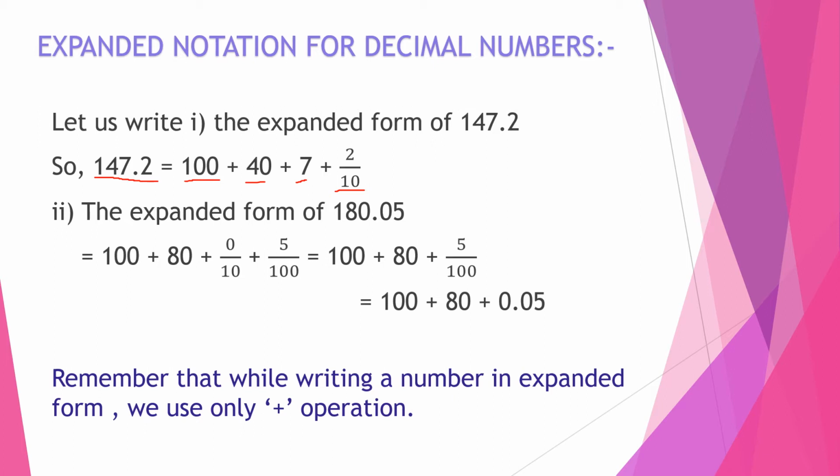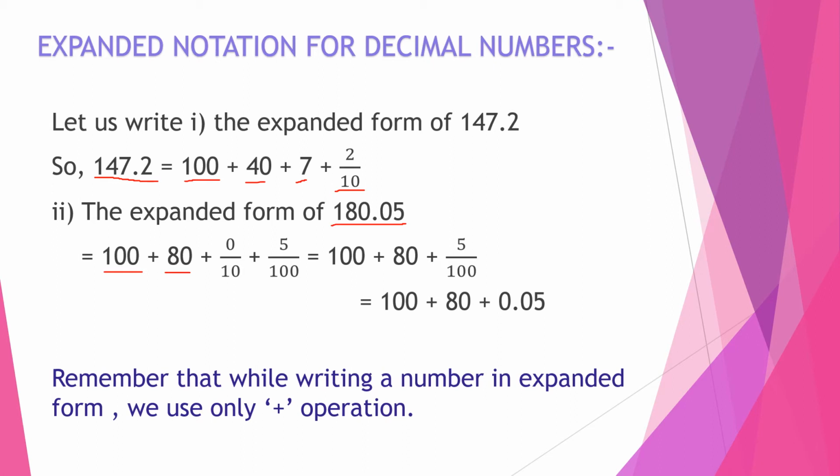Now let's see one more example. Write the expanded form of 180.05. So 180 is the whole number part and 05 is the decimal part. 180 will expand as usual, that is 100 plus 80 plus 0. No need to write that, 0 into 1 makes 0.